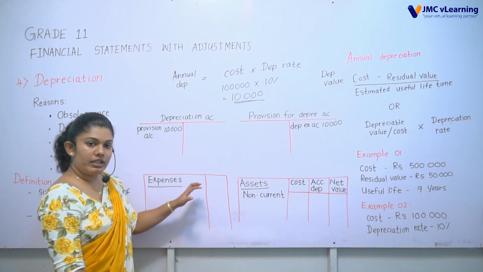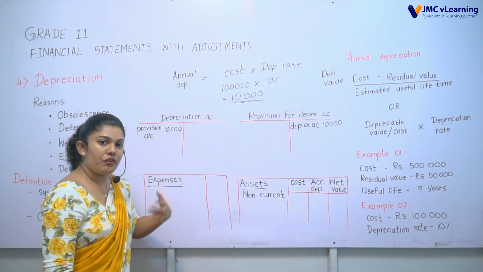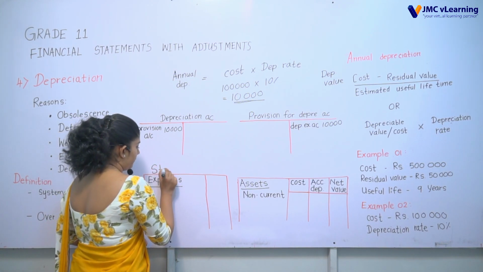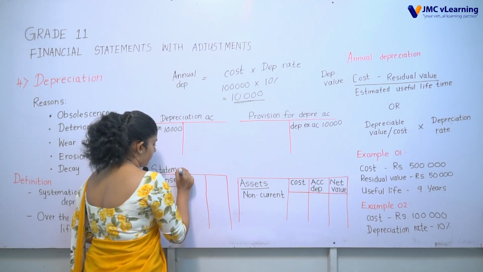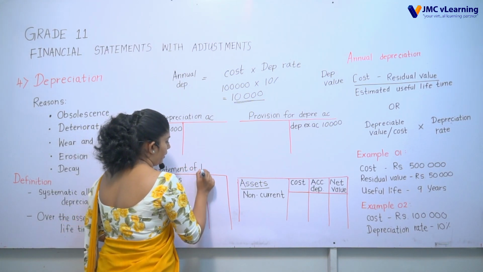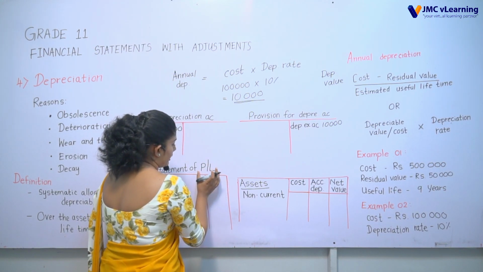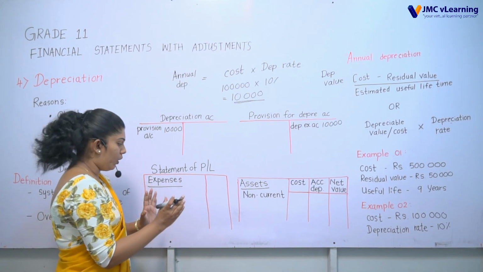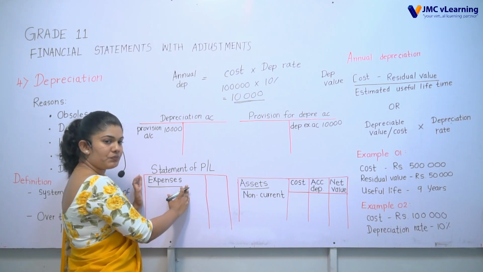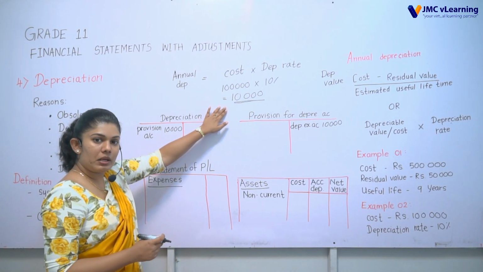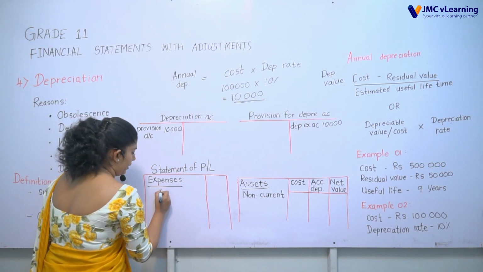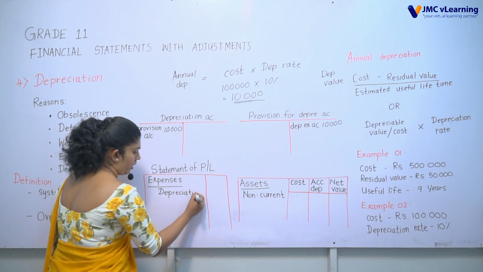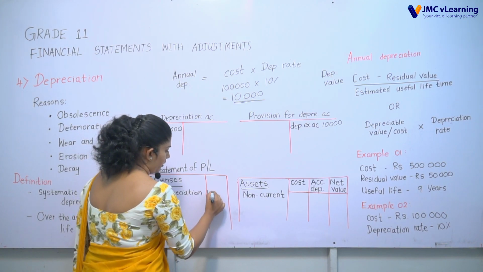But when you are entering this depreciation into our financial statements, the profit or loss, that means statement of profit or loss, I'm writing it in short form because of the space. So in the statement of profit or loss, under expenses you have to record this depreciation amount. Under expenses, depreciation 10,000.